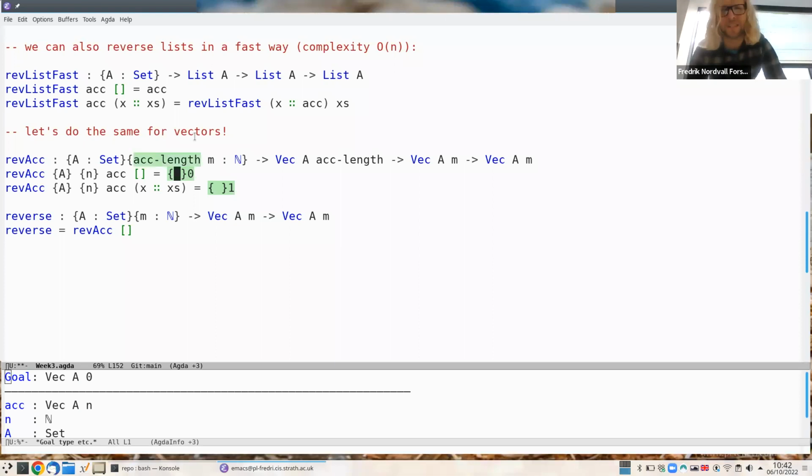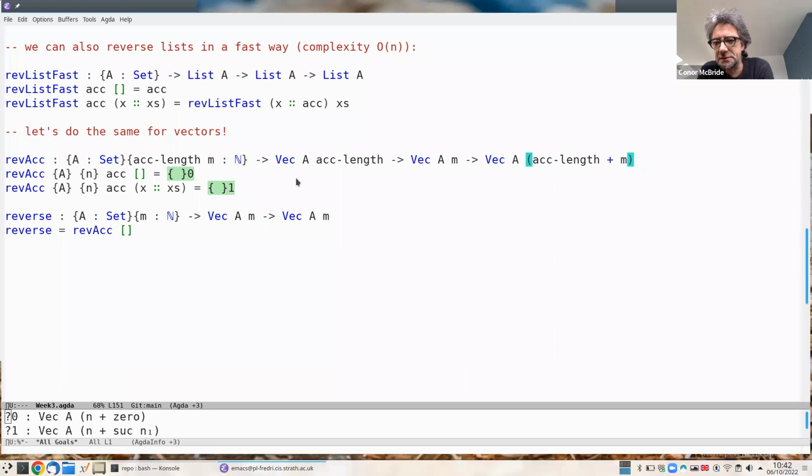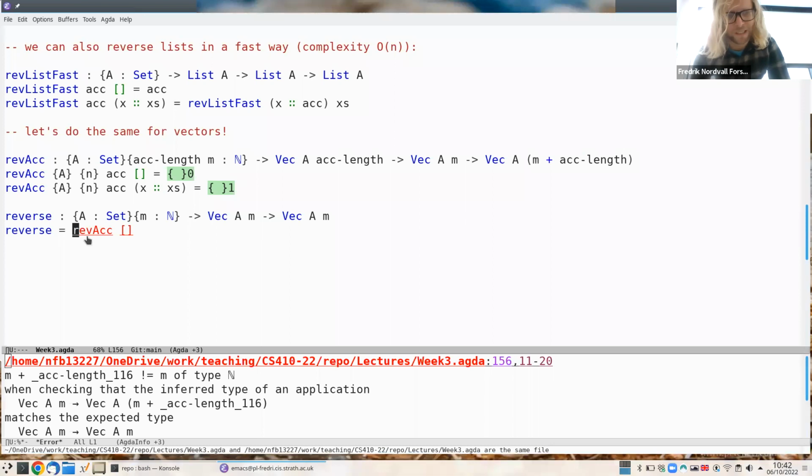So instead, my claim is we should add the lengths together here. Because what are we doing in effect? We are adding more things to the accumulator, and then in the end, we return the accumulator. So if the accumulator was not empty to start with, we're going to get m plus n elements. And there's some craft here in choosing which way around that plus goes. Yes, indeed. You could be tempted to write m plus n, but something went wrong down here. It didn't go wrong when we did it the other way around. So let's do it this way around for now.